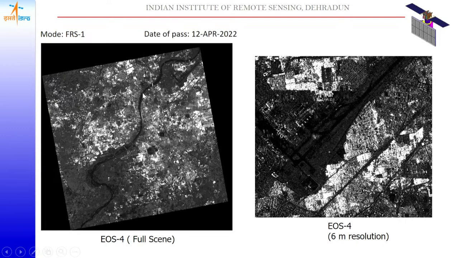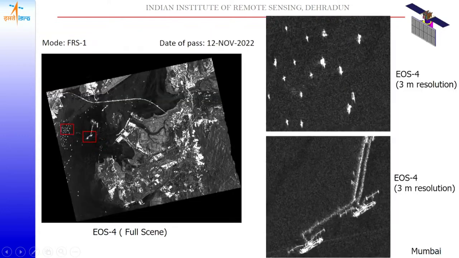Here is the full scene of the Ahmedabad area only. This is the airport strip. You can see this is the area. Here in this image there is the airport area. The airstrip is appearing very much darker, and all these other things are appearing brighter in returns in the EOS4 image.